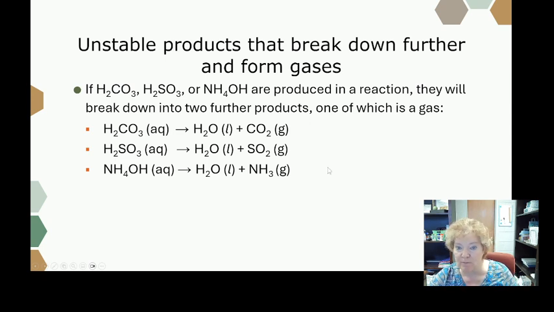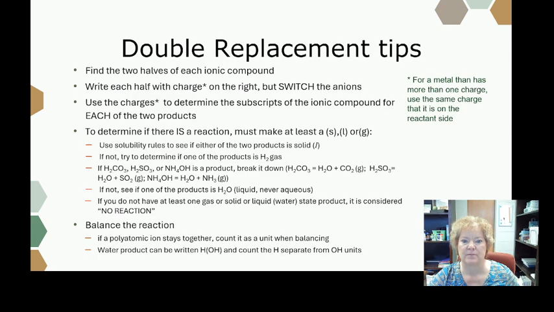There are other ones that form gases. I won't expect you to predict those products though. So again, wrapping this up, we've seen a lot of double replacement. Let me remind you of a couple double replacement hints.